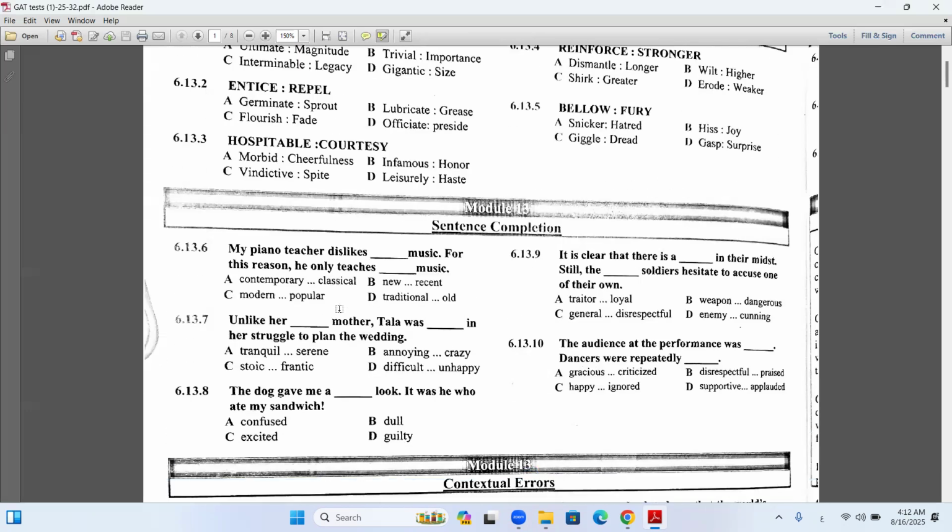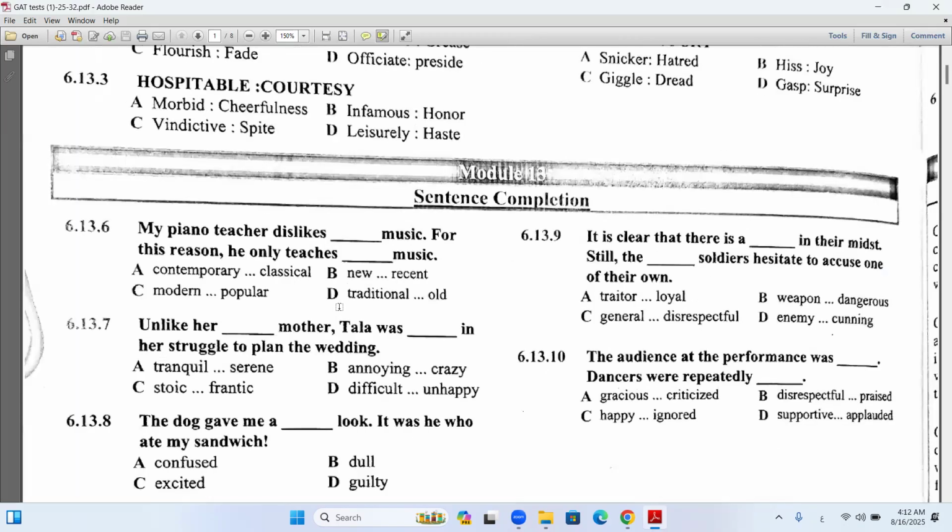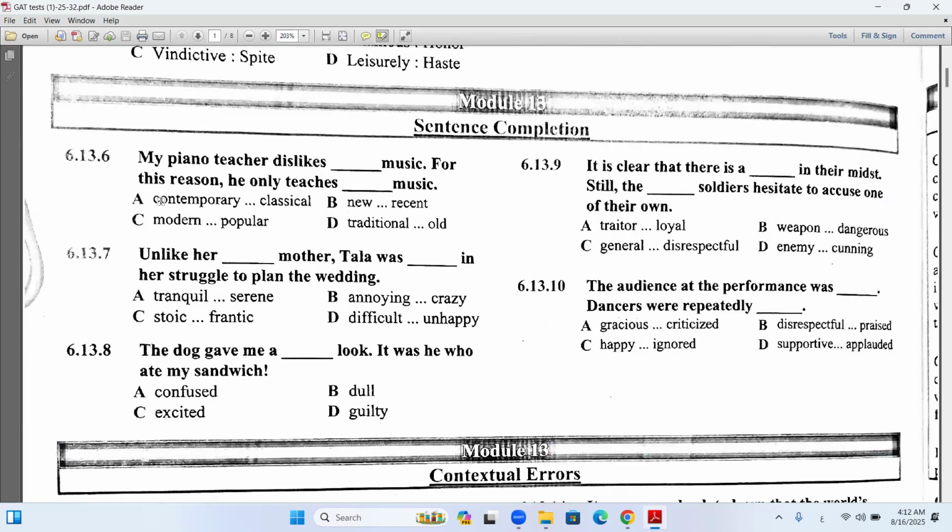And by the way, this section was not that easy. It was a little bit challenging. Good job. Let's go to complete section number 2.